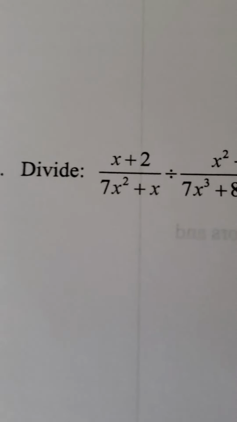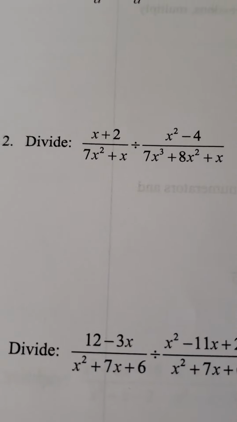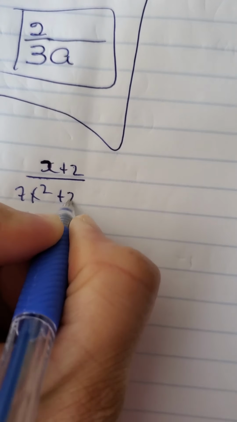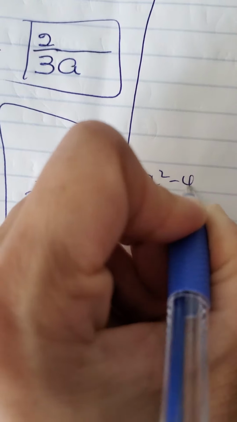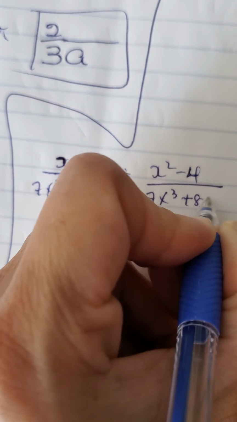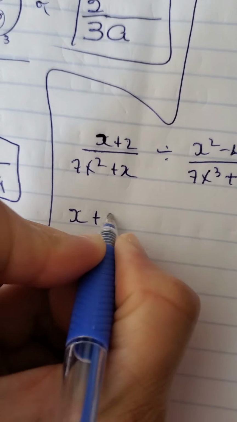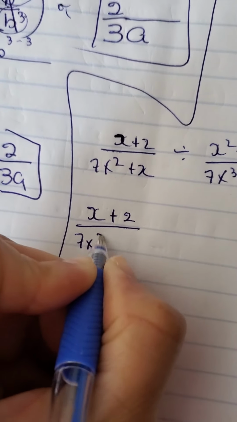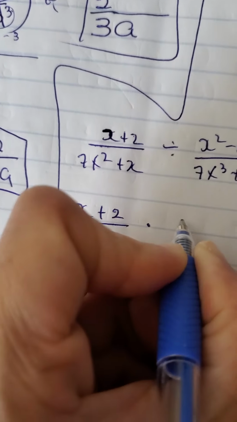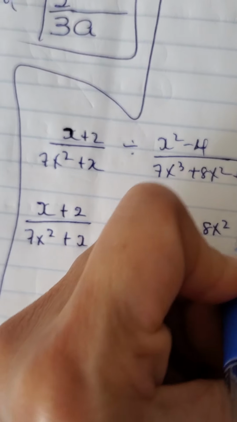All right. Here we have this nice big juicy expression. So let's take a look at what that looks like. This was x plus 2 over 7x squared plus x, divided by x squared minus 4 over 7x cubed plus 8x squared plus x. So guys, again, it's my dividend, my first rational expression, times the reciprocal, which is the inverse of the divisor fraction.